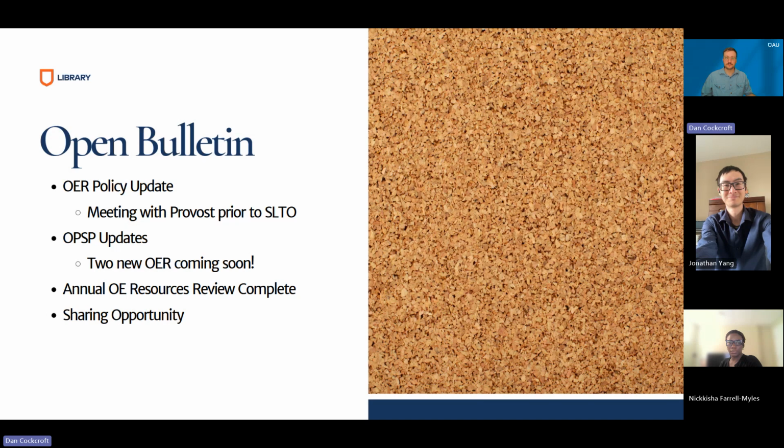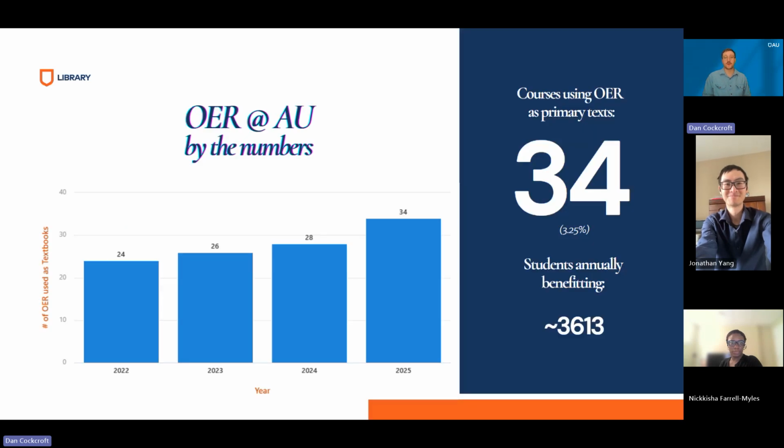All right. Moving on, I'm going to jump right into OER at AU. Let me walk you through what you're seeing here. The first graph is the number of OER used as textbooks. When I started at AU, this is how I started tracking OER. So in 2022, we had 24 OER, and then this year we have 34. So it's going up every year, which is great to see, and hopefully will continue to go up.